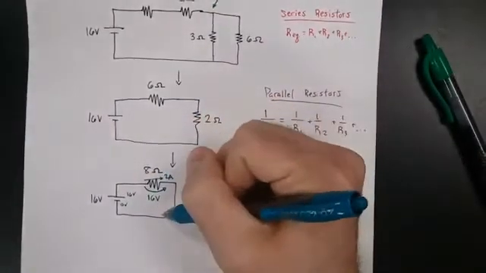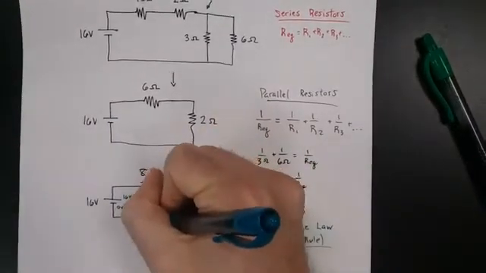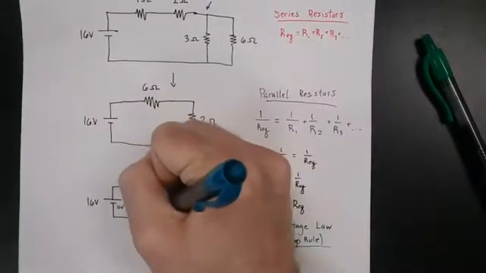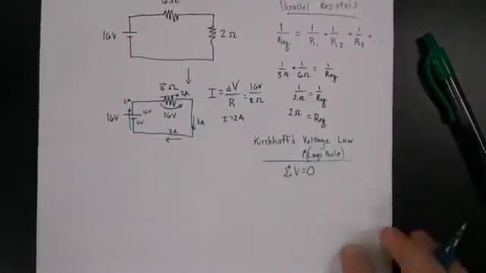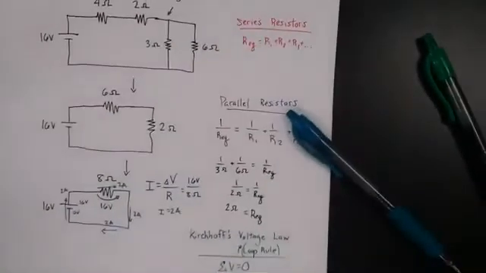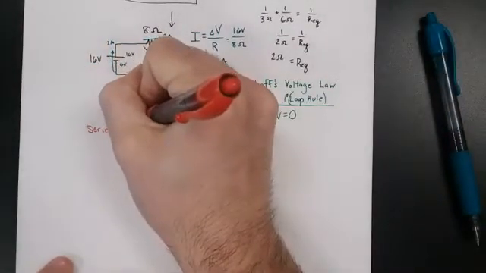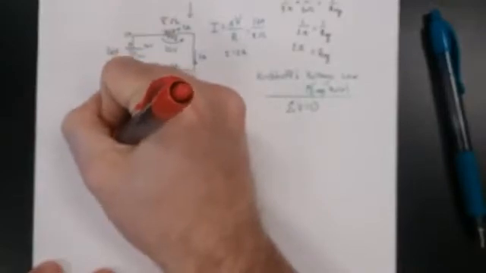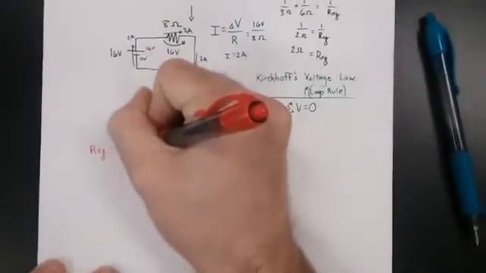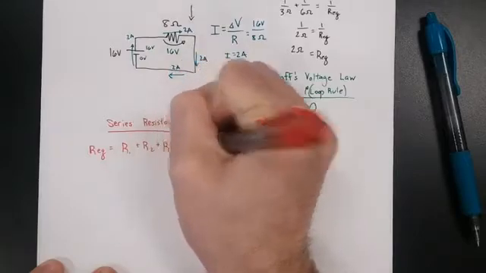And because there's no junctions, places where the current could split, the current right here is 2 amps, and the current right here is 2 amps, and the current through the battery is 2 amps. Everything here is in series. And for series resistors, or series anything, really, we've already said that the equivalent resistance is equal to the sum of the resistances, R1 plus R2 plus R3 plus dot, dot, dot.